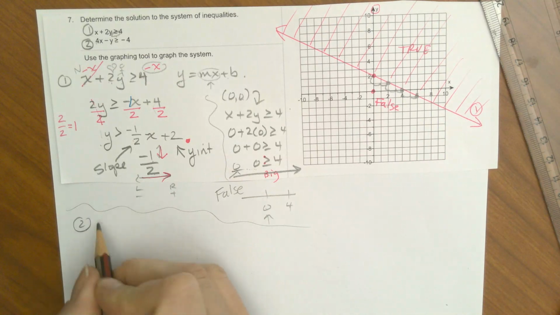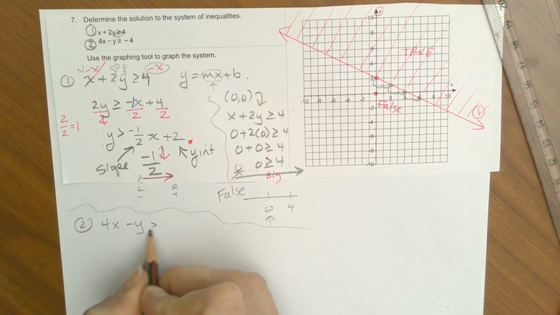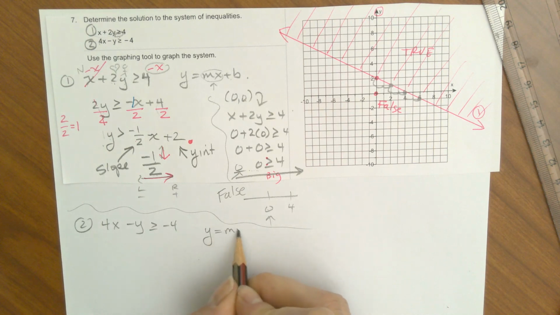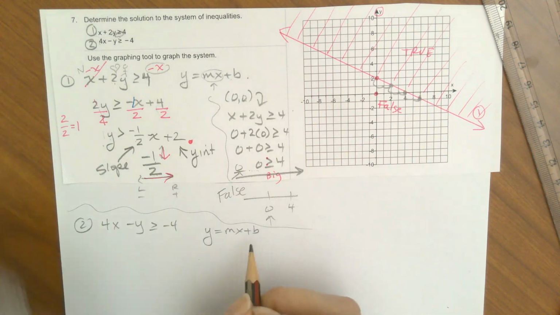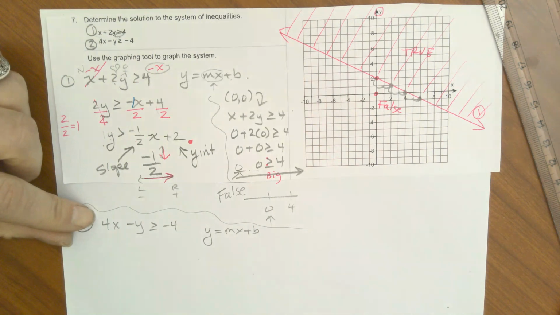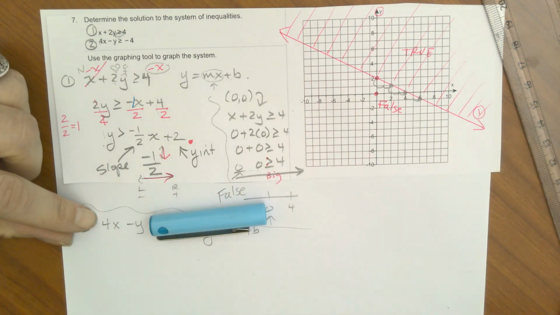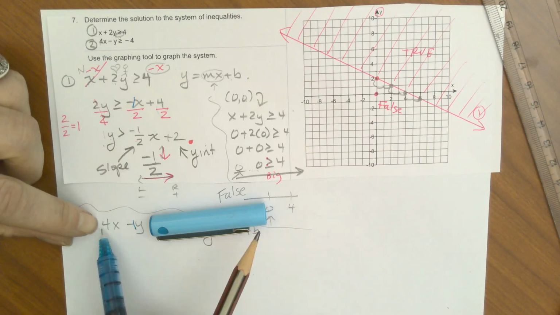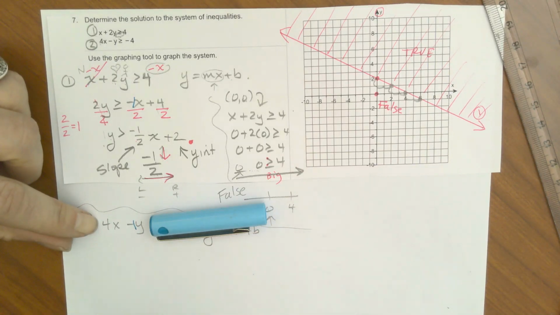Number 2, 4x minus y is greater than negative 4. It doesn't quite look like y equals mx plus b, so let's make it look like that. Let's get y by itself. So here, there's really a 1 hiding. So I have to get rid of the 1 and the 4. Who do I get rid of first?